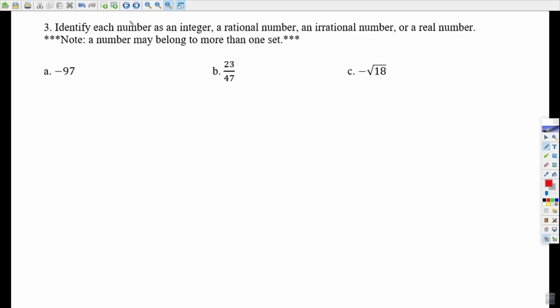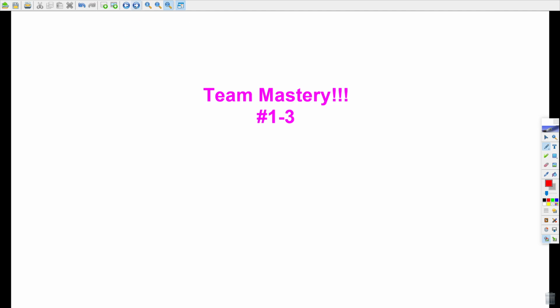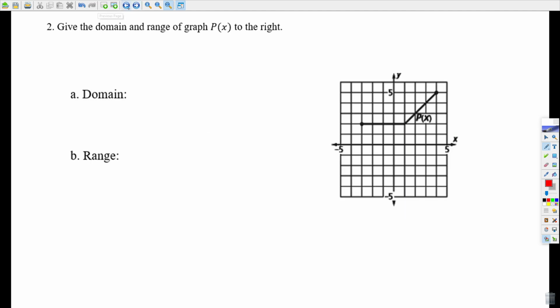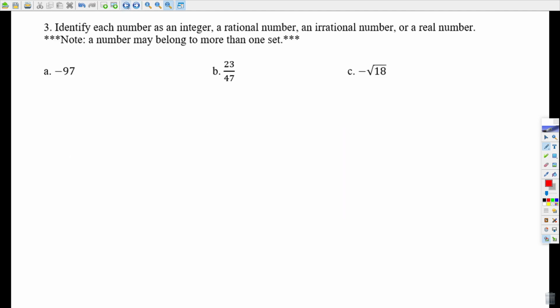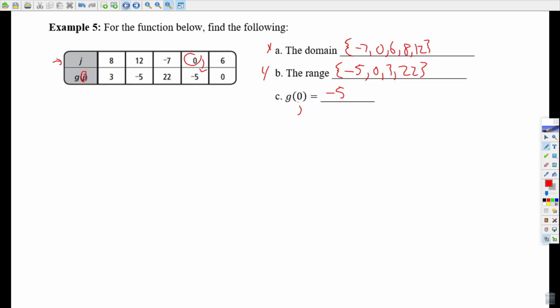I did want to go over one of these, number 3, probably number 3 and 4. Number 3: identify each number as an integer, rational number, irrational, or real. Those are the options you have. And I'm not sure if I mentioned what real was.